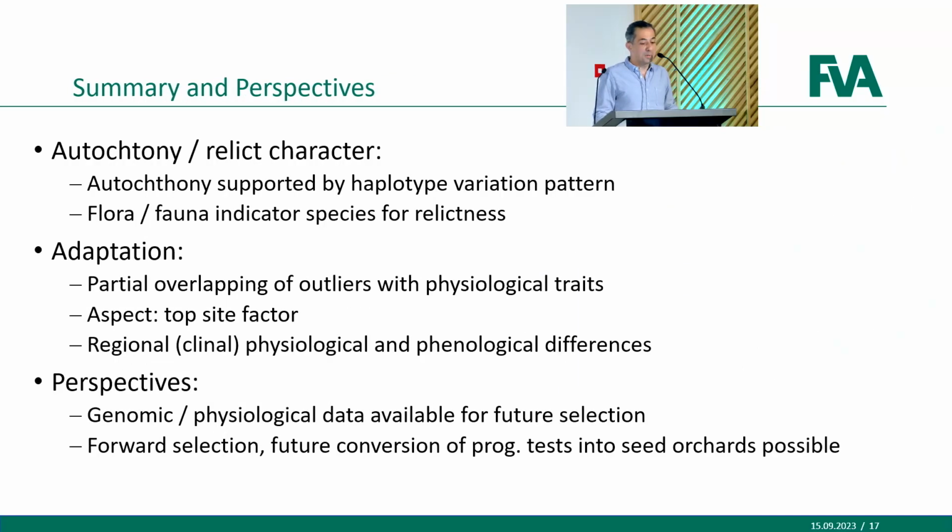And this brings us to the summary. We saw by means of flora-fauna indicators and genetics that we have highly autochthonous populations. We saw signals of adaptation, both using genomics and physiology. These signatures are quite complex, I would say. And the perspective, what we aim, is to continue with backward and forward selection within these plots we established, which can sometimes be converted into a seedling seed orchard.